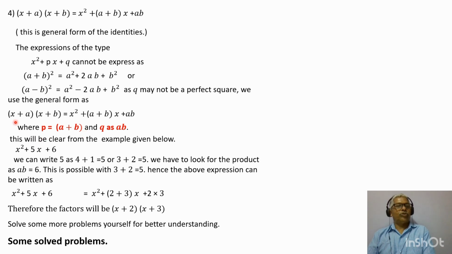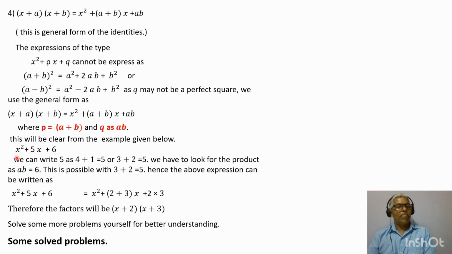So we use (x plus a) into (x plus b) equal to x square plus (a plus b) into x plus ab, where p is equal to a plus b and q is ab. This is just the general explanation. It will be clear after solving this problem. So we will directly tackle the problem.